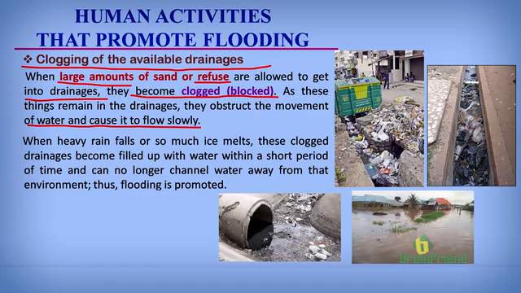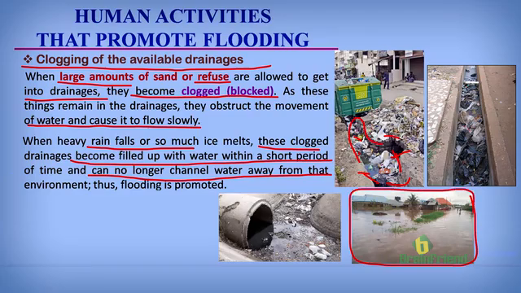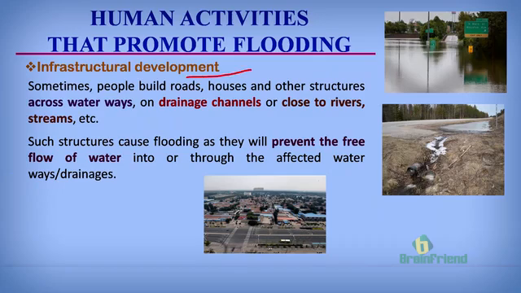When heavy rain falls in such an area, or during the melting of ice, when a large amount of ice melts within an area, these clogged or blocked drainages could become filled up with water within a short period of time. And when this happens, they can no longer channel water away from that area because they get filled up easily. So imagine this kind of drainages. During rainfall, because they have been filled with refuse and sand, they could get filled up easily and lead to flooding within an area because they are clogged up.